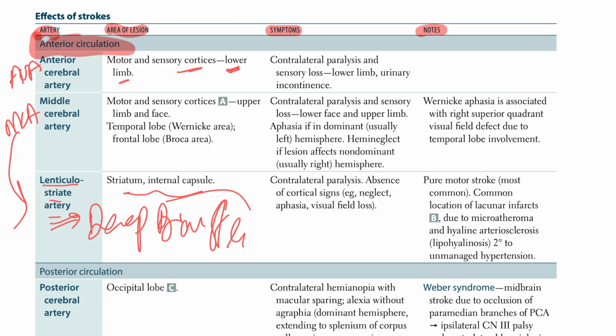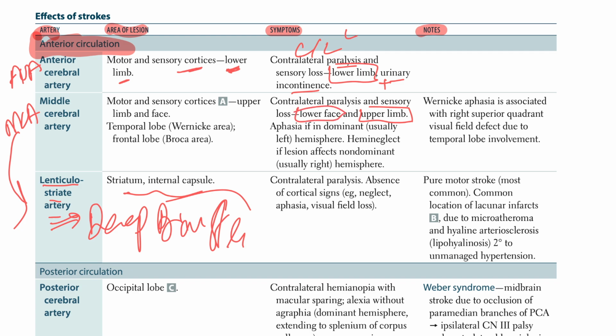So if there's a lesion, you will have symptoms. Look at the symptoms here: contralateral paralysis and sensory loss of what? Lower limb. But one extra feature that you will see here is urinary incontinence. So what we will do is think about a limb feature and something extra. For example, here we are looking at lower limb. With the MCA, we will look at the upper limb, but something extra, which is going to be lower face.